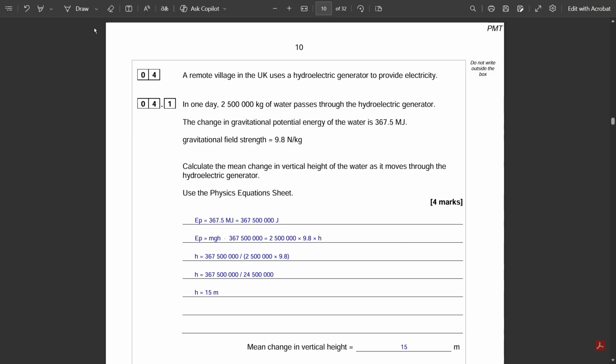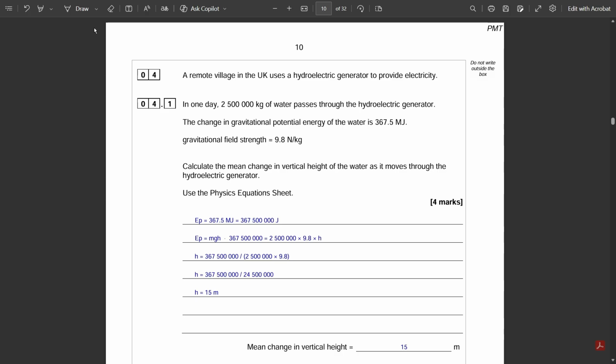Well, as I said earlier in the video, a mega anything is times 10 to the 6 of it. So we simply times 367.5 times 10 to the power 6 to get 367,500,000 joules. And then we just plug into the physics equation sheet formula. Gravitational potential energy equals mass times gravitational field strength times change in height, and then we simply divide both sides by 2.5 million times 9.8 to get the height of 15 meters.